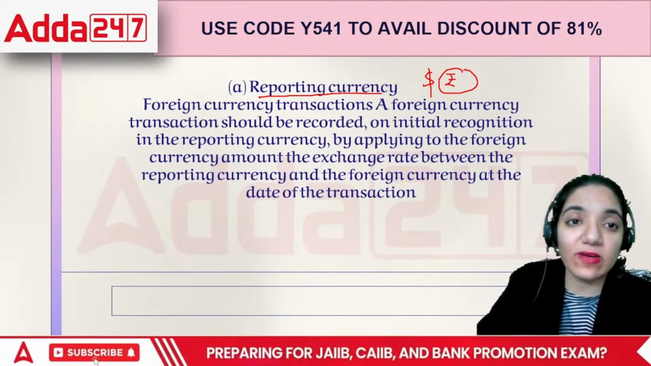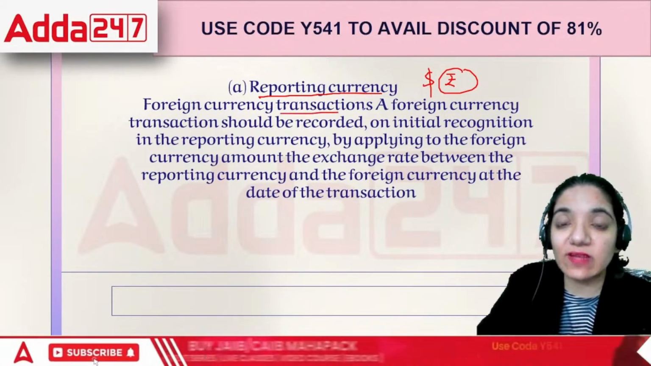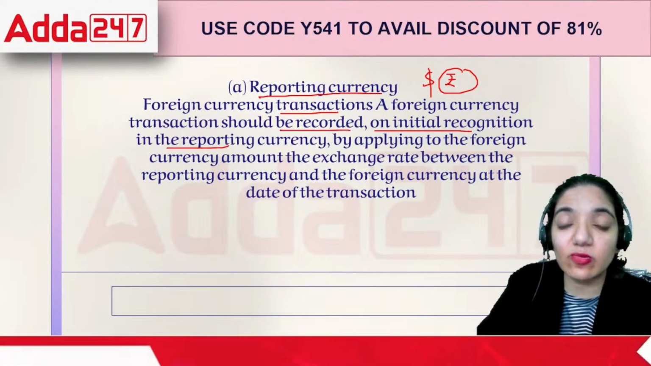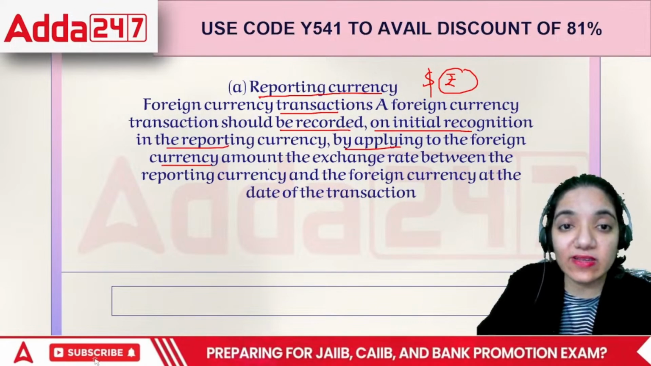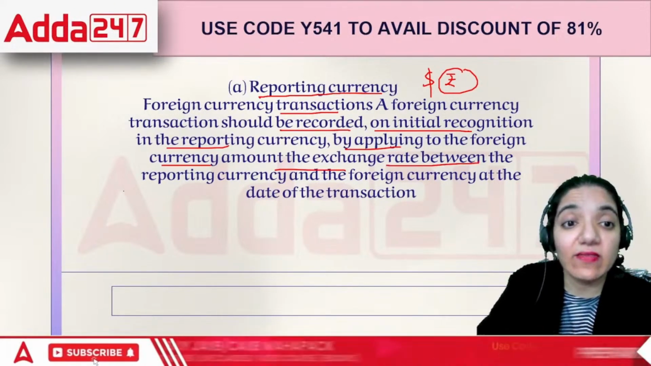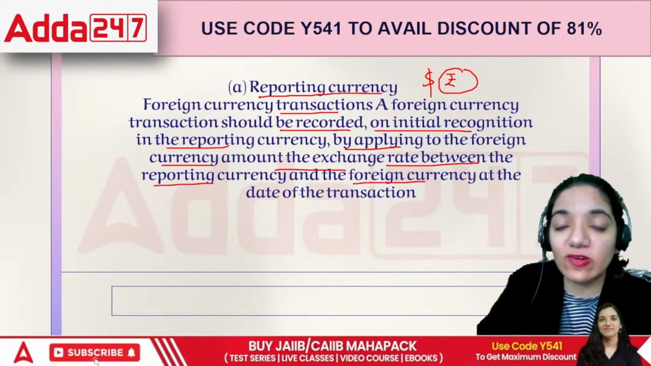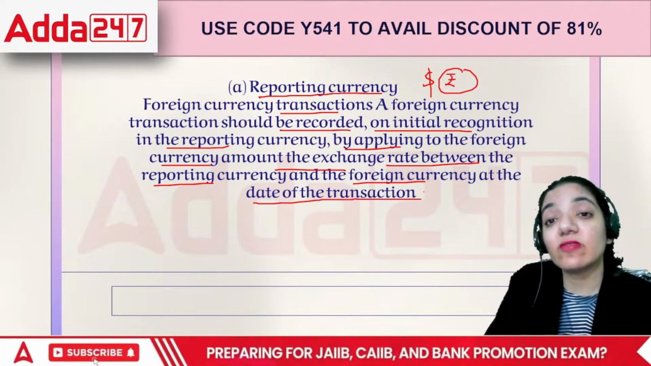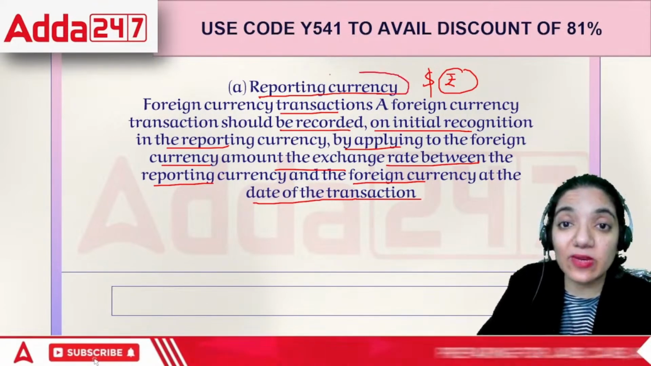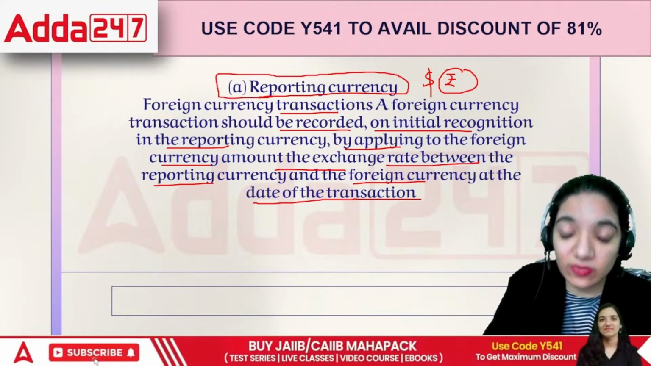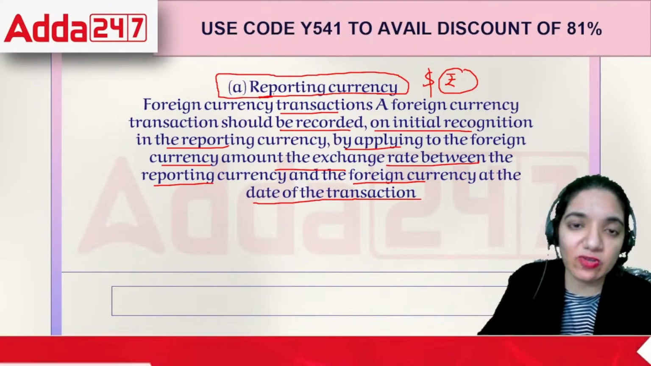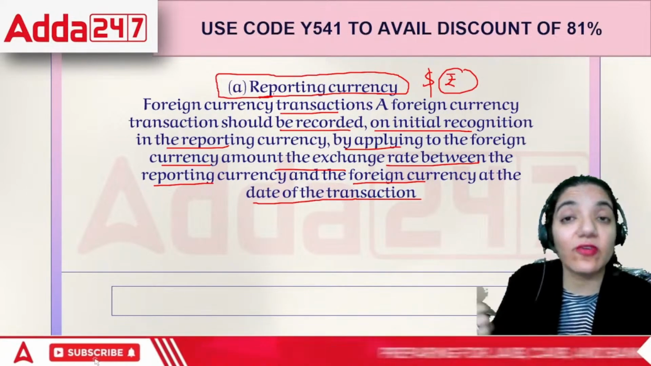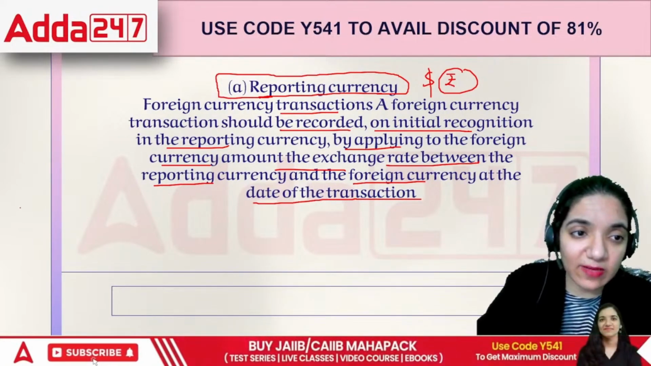That means foreign currency transactions are those which should be recorded on initial recognition in the reporting currency by applying to the foreign currency amount the exchange rate between the reporting currency and the foreign currency at the date of transaction. In terms of reporting currency, we note down whatever is happening in terms of those goods and services, which we would have taken from a foreign land or a foreign place.